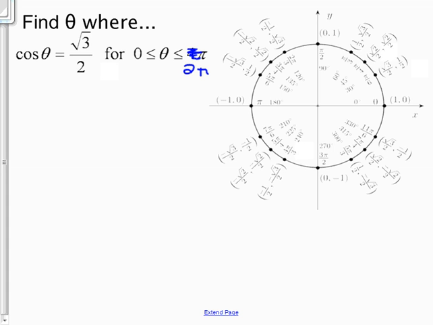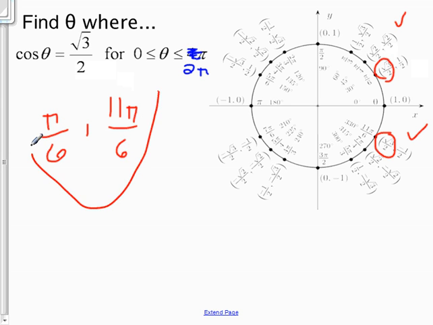Alright, we have cosine next. So cosine of root 3 over 2, it's positive, so cosine's positive there and there. It's my x value, so there's one x value, there's another one. So the angle measures that correspond with those are pi over 6 and 11 pi over 6. That's it.